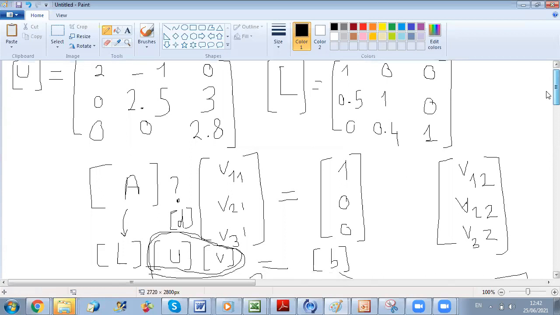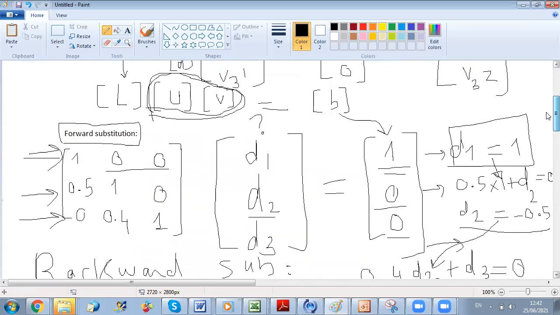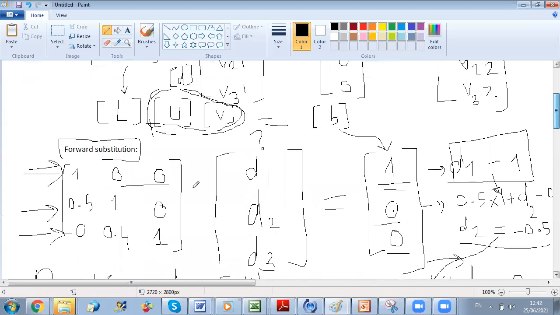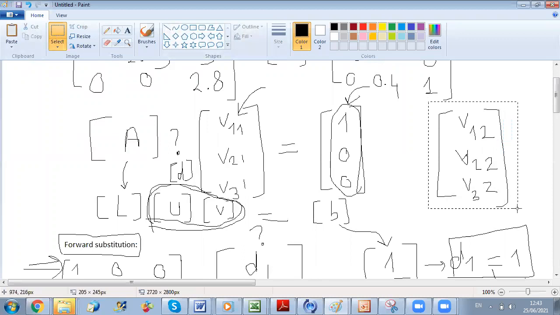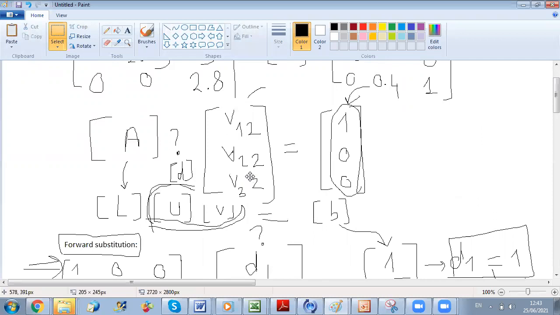So now what will change in the procedure? My matrices L and U are the same. I'm just changing vector B, because when I found the first column of A minus 1, I used the first column of the identity matrix. Now I will replace V11, V21, V31 by this vector. So now I want to find these unknowns, which are the second column of A minus 1.